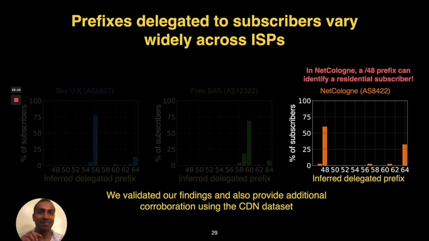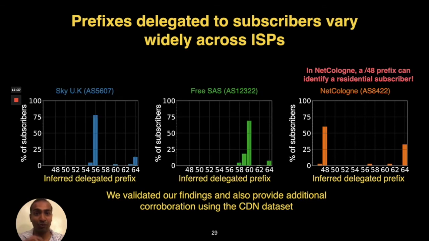This means that a /48 prefix can be used to identify an individual subscriber in NetCologne. From a host reputation perspective, this means that a subscriber in NetCologne has the ability to cycle through 2 to the 16 /64s to evade rate limits at the /64 granularity. So in order to effectively rate limit a subscriber in NetCologne, a full /48 prefix has to be rate limited. However, blocking a /48 in Free may be counterproductive since it may block other subscribers.